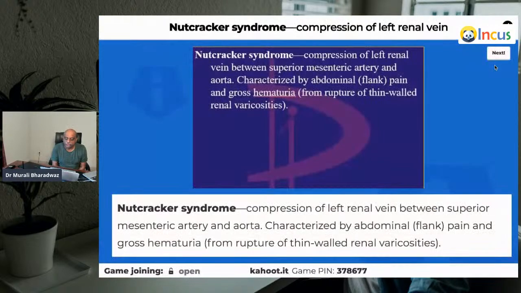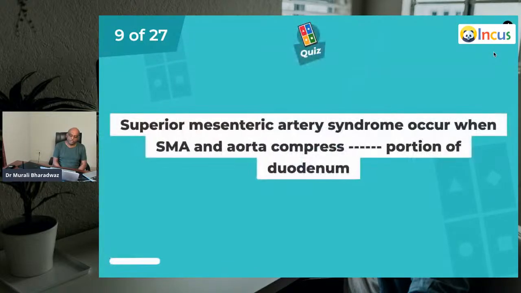So doc, you should remember, it is the compression of the left renal vein between superior mesenteric artery and the aorta, which is basically called nutcracker syndrome. There's an abdominal pain, gross hematuria, because of the rupture of the thin-walled renal varicosities. There is a development of hematuria once there is a development of nutcracker syndrome, is what you need to remember.